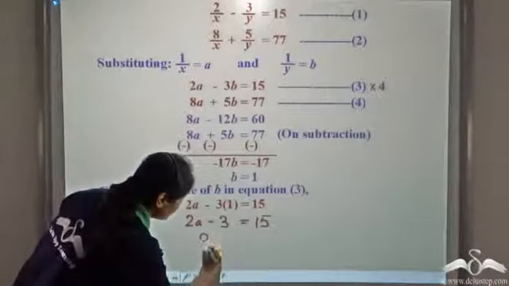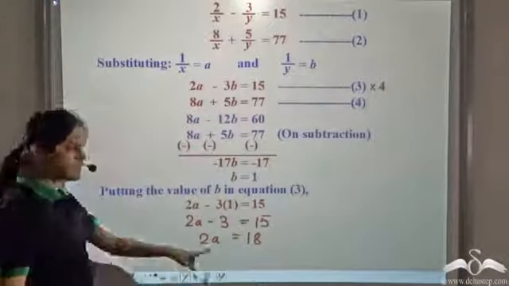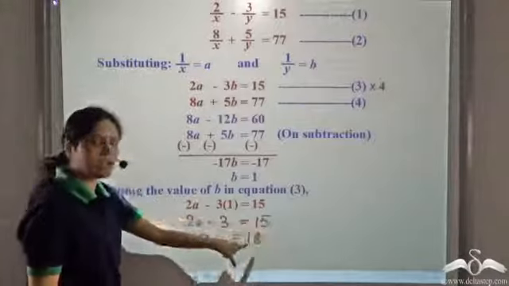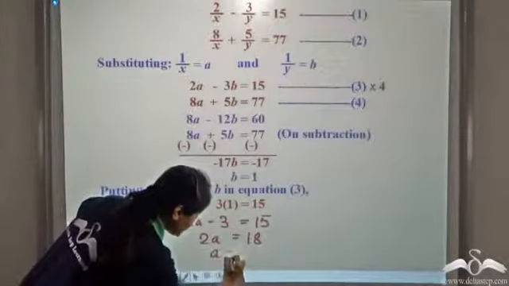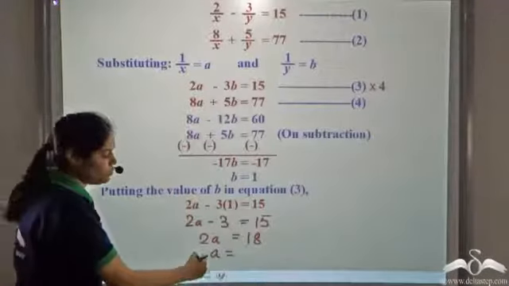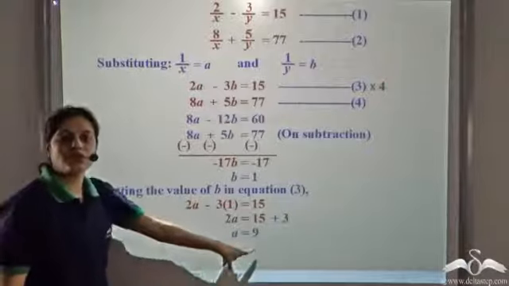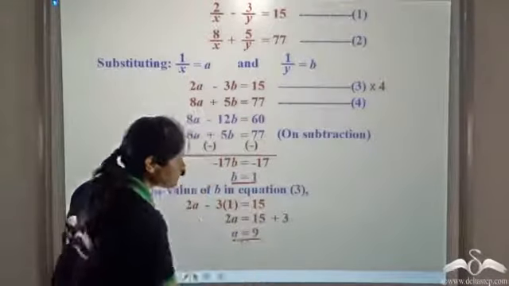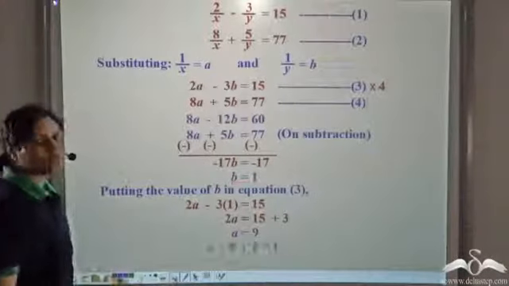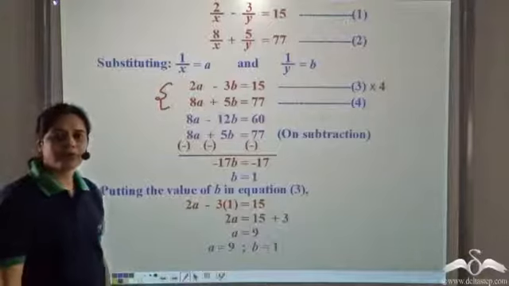Or 2a is equal to 18. We take negative 3 to the right hand side, so it becomes plus 3. Or a is equal to 18 by 2, that is 9. So we get a is equal to 9. So b is 1, a is 9. This is the solution of this pair of linear equations.